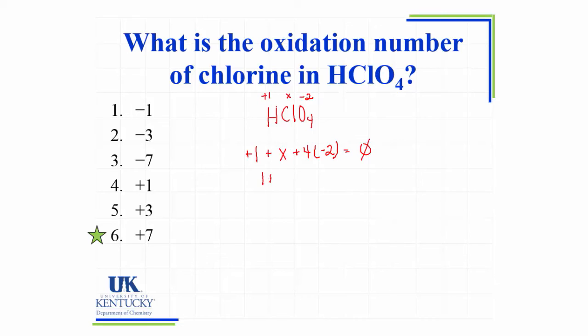So we have 1 plus X minus 8 equals 0, X minus 7 equals 0, or X equals 7. So we have a plus 7 for the oxidation state of chlorine. When I go back and look at my problem, I see I have plus 1 plus 7 minus 4 times 2, and that in fact does equal 0. So I know I've done the calculation correctly.